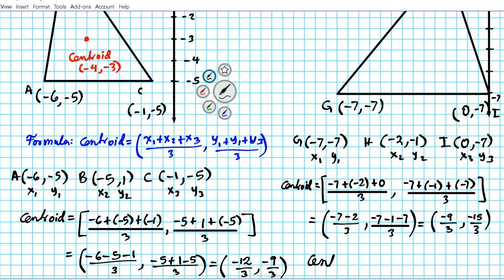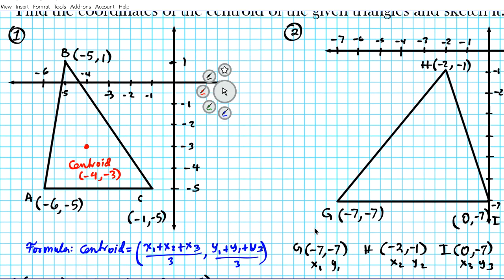That will give us what our centroid is for triangle GHI. In number 2, the centroid is now going to be -9 over 3, which is -3, and -15 over 3 is -5. Bam. That's the answer to question number 2. Let's go ahead and graph that. -3, -5.